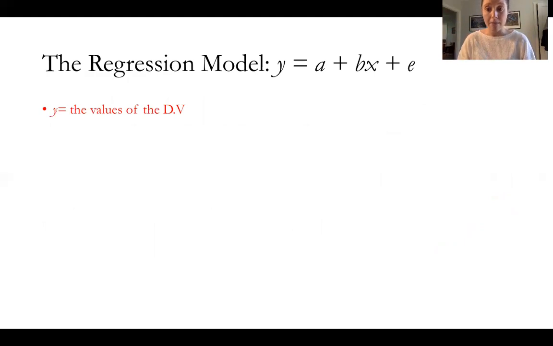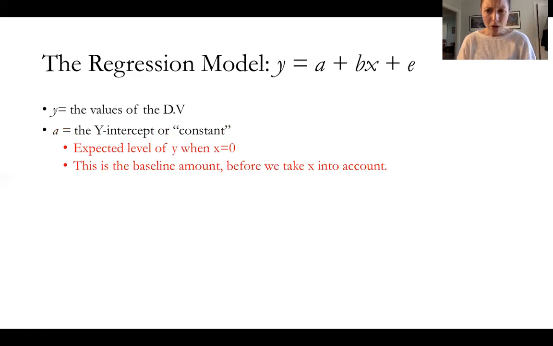That's what y means. The a term represents what we call the y-intercept, or the constant. If you did y equals mx plus b in middle school, you probably know what a y-intercept is. It's where that line crosses the y-axis. So when a line crosses the y-axis, that is the expected level of y when your x variable equals 0.